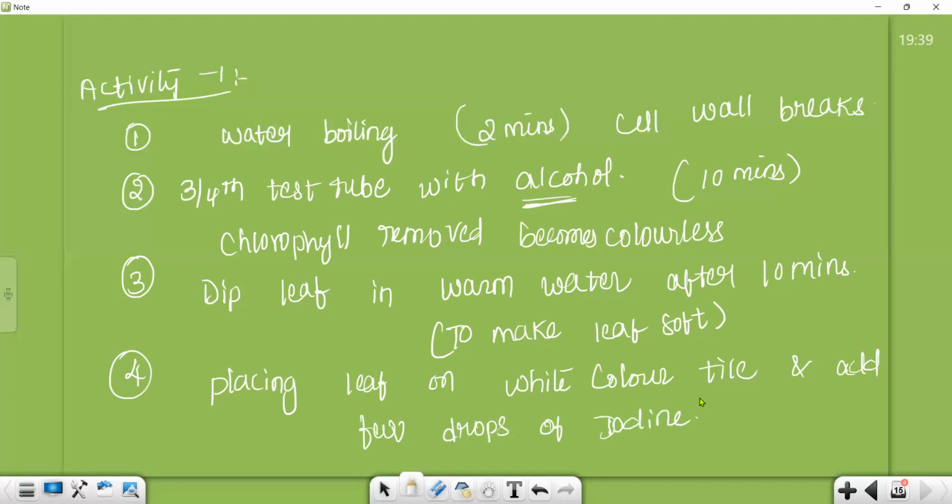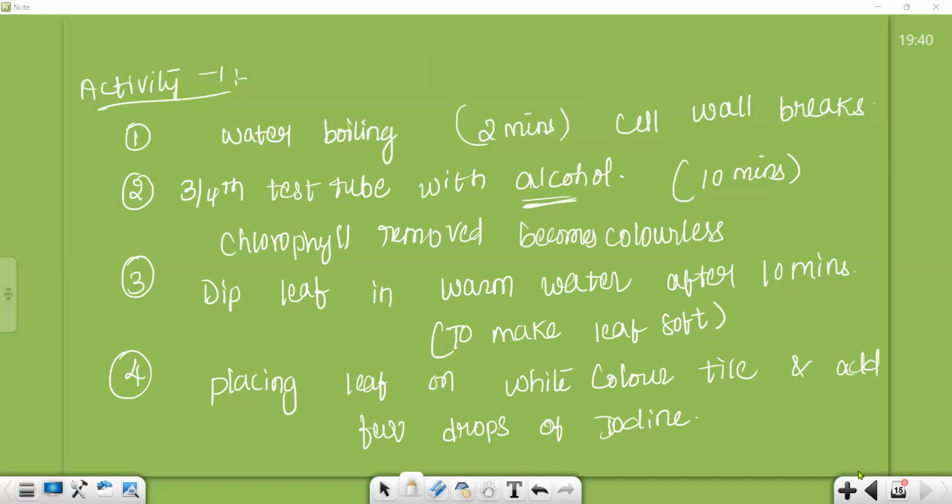Now only the green portion of the leaf will turn blue black in color, because it indicates, what does it indicate, students? Starch is only present in the green area of the leaf. Hence, only green leaves can photosynthesize and make food. Clear? Yes, ma'am. So the conclusion is starch is only present in the green area.